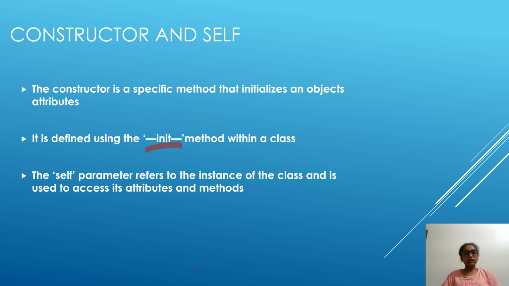Next, we have constructor and self. The constructor is a special method that initializes an object's attributes. It is defined using the __init__ method within a class. The self parameter refers to the instance of a class and it is used to access its attributes and methods.